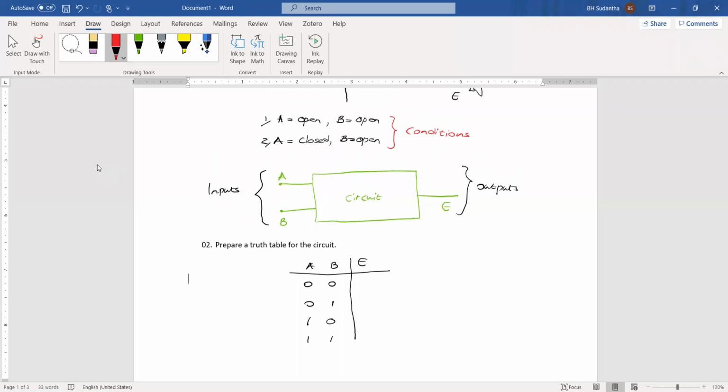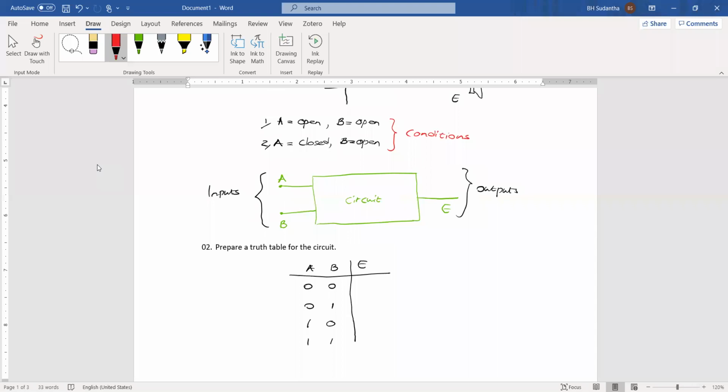Now, the first one is A open, B open. That is A1, B1. At this time, E should be 1. The second condition is A0, B1. Here, output should be 1. For all other two combinations, output should be 0. Now, it is essential to put these zeros there because then we know that during these combinations, output should be 0.